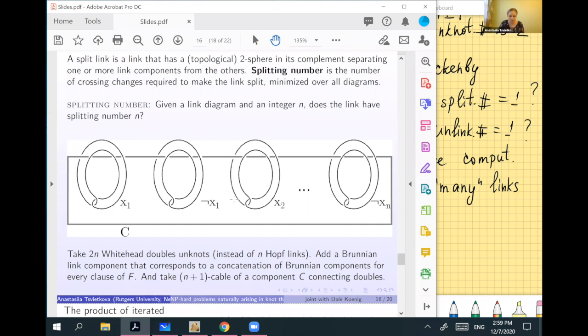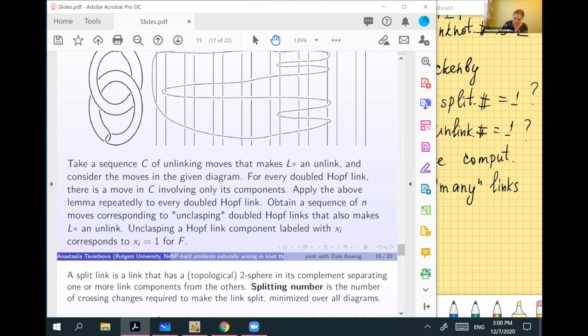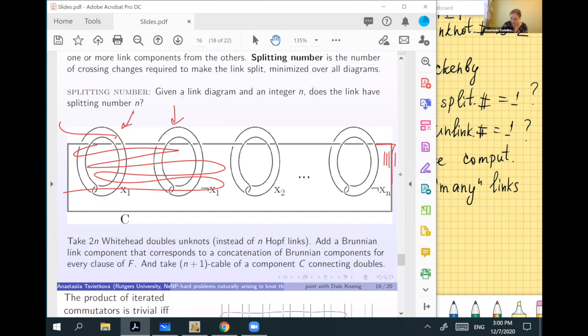Instead of Hopf links, you take disjoint Whitehead doubles, like in this picture. You label them with X1 and not X1. You still draw the Paruzzi components somewhere here, like we did before. And you take an extra component, this one, joining them, because you don't want to split your link too soon. And you take its n-cable, because you don't want your link to be split in fewer than n crossing changes. And then you do something actually quite similar.